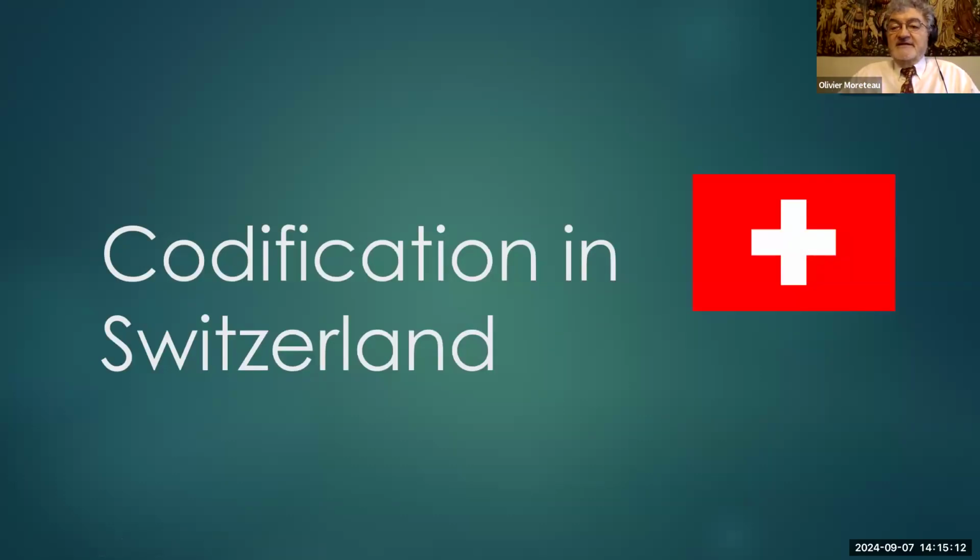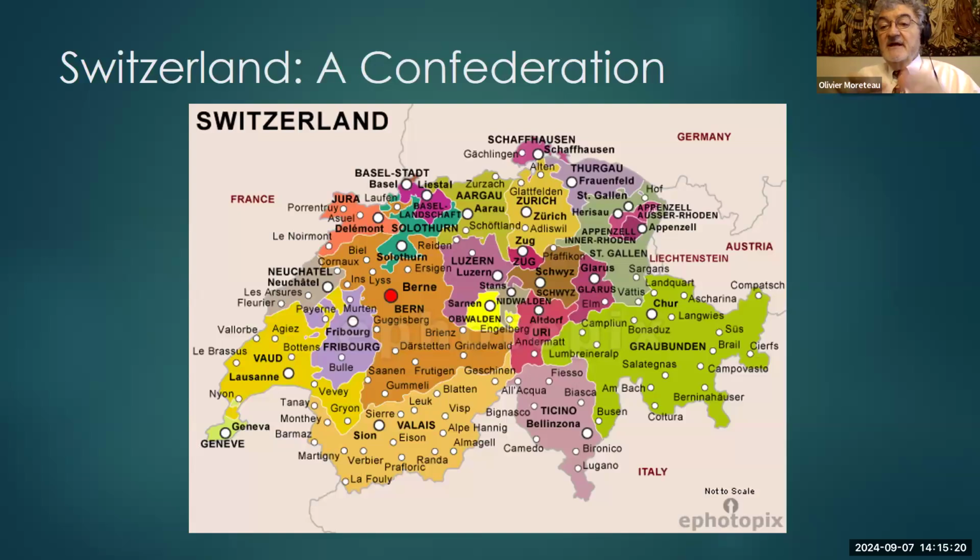This video will discuss the codification of the civil law in Switzerland. Switzerland is a federal state. It describes itself as a confederation, leaving great autonomy to the individual states. They are called cantons, and that's one of the old examples of independent entities creating a federation already in the Middle Ages. Some of these cantons are significantly large and others are pretty small.